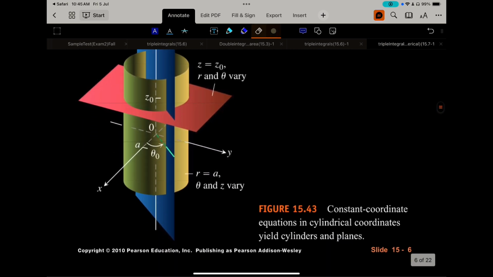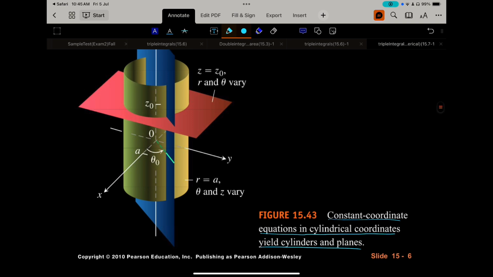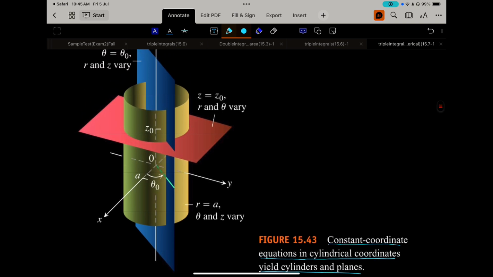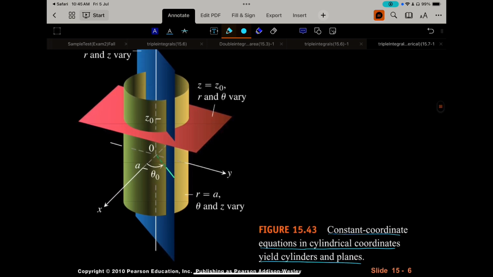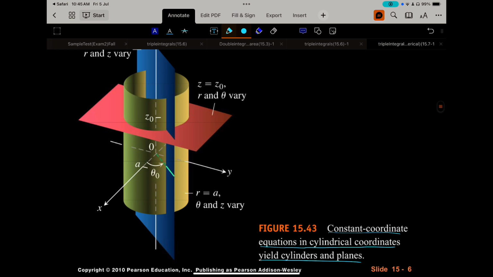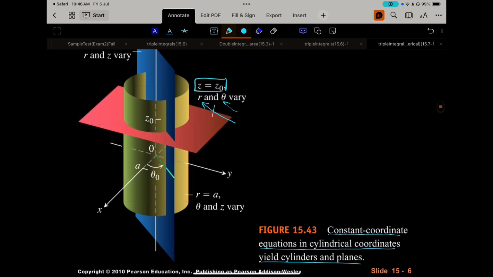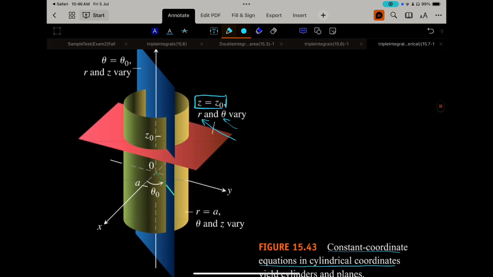Now let's look at constant coordinate equations. There are constant coordinate equations in cylindrical coordinates that can yield cylinders and planes. So in cylindrical coordinates, we can get either a cylinder or a plane when we have a constant coordinate. We have one coordinate constant, for example z, and take the rest to be variable. So r and theta we take as variable, and z as constant. These are going to yield planes and cylinders.